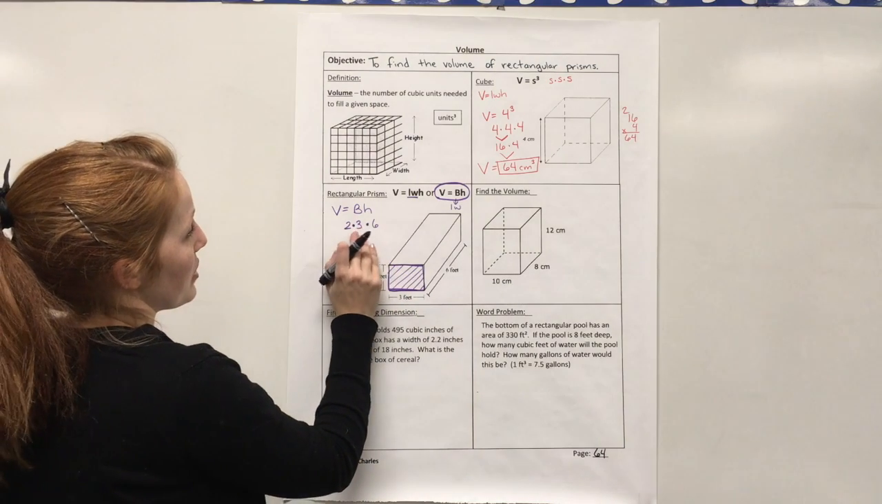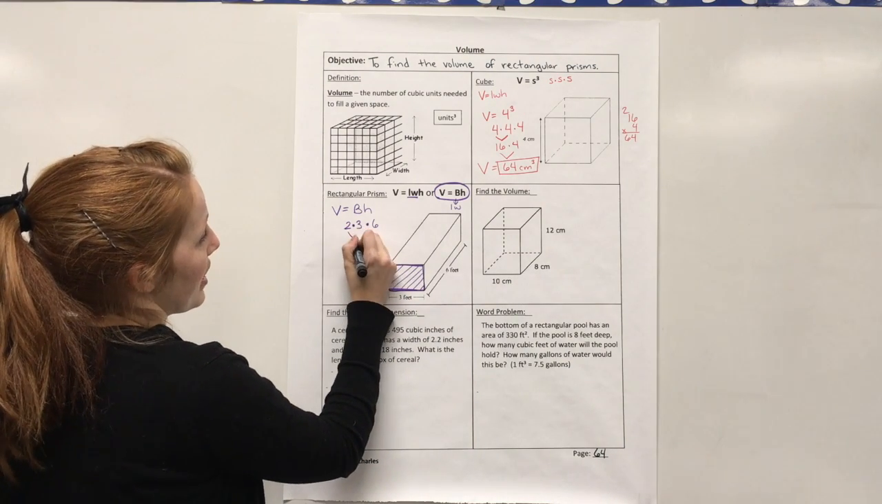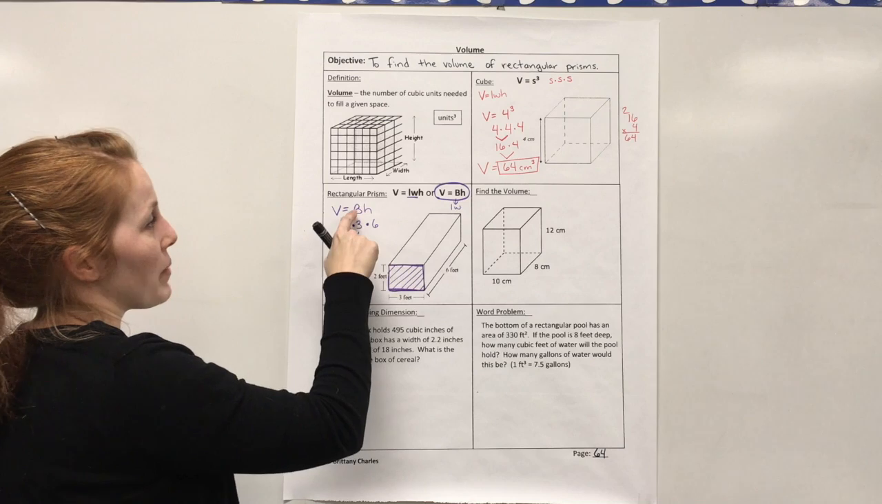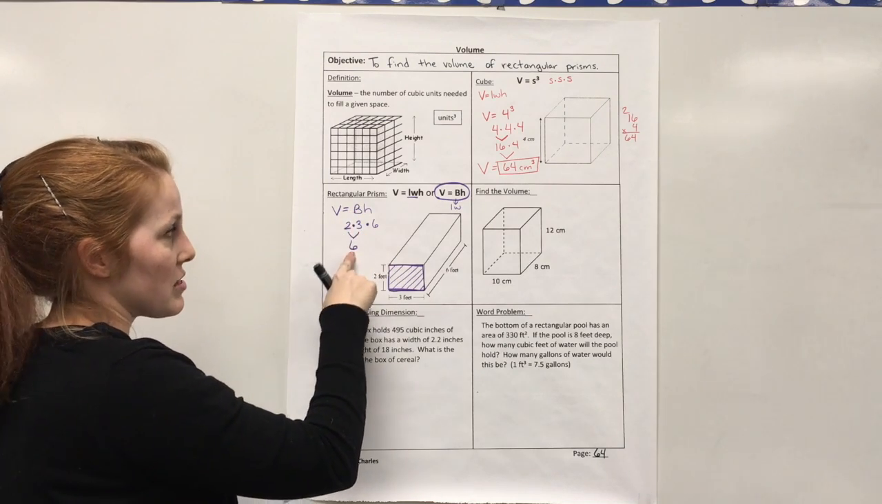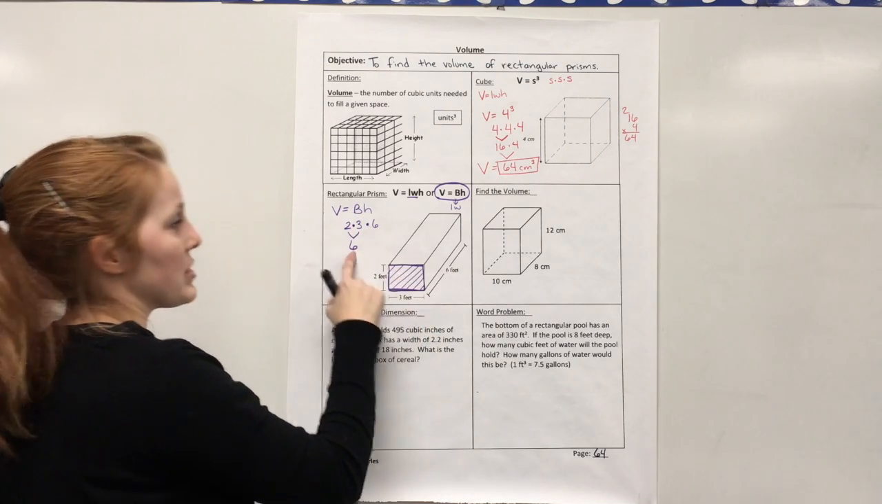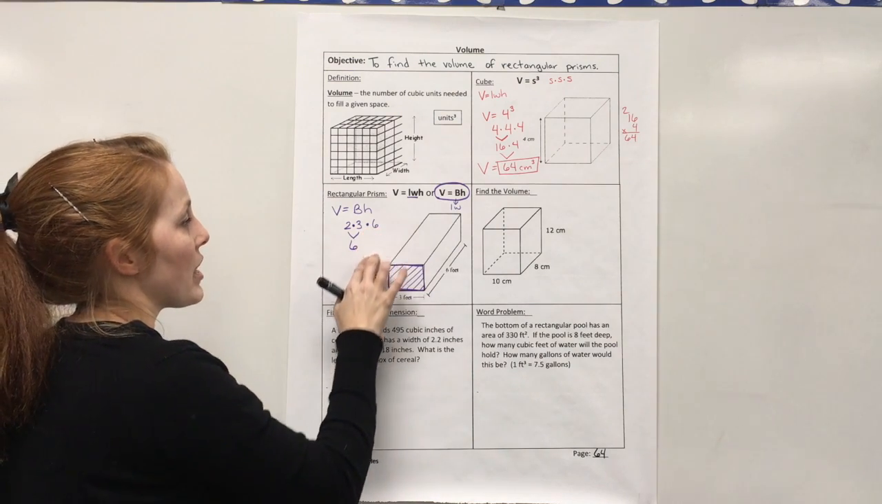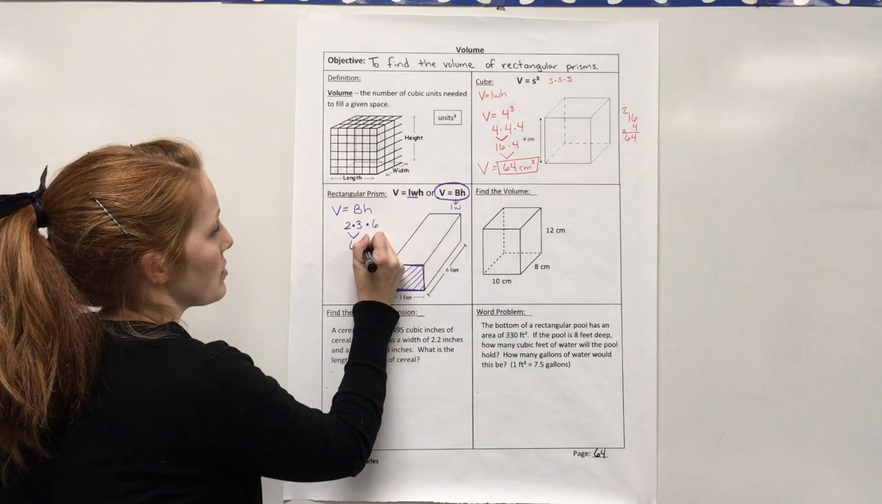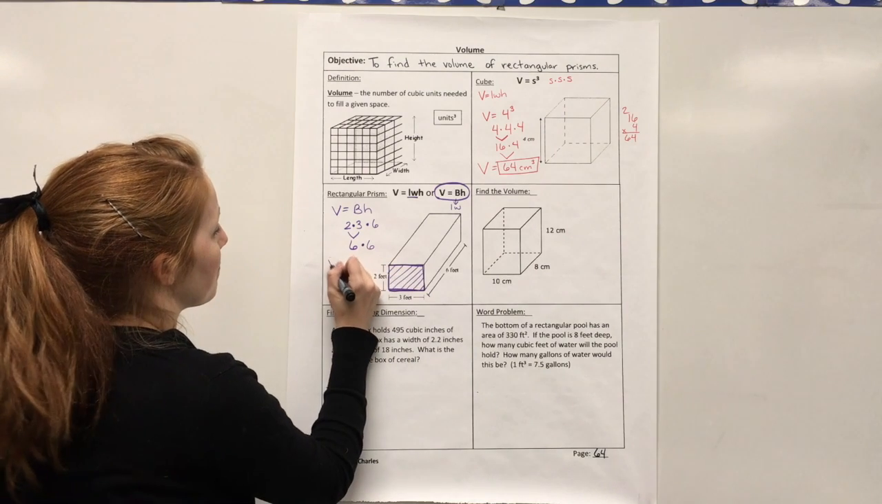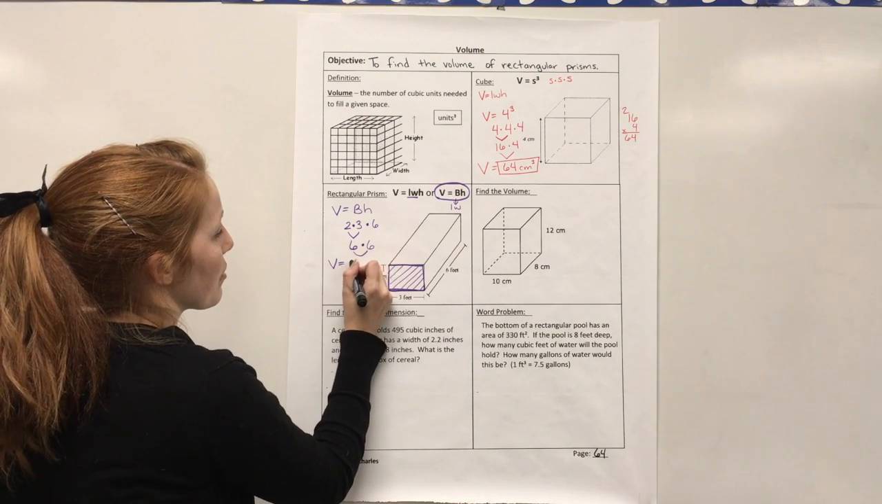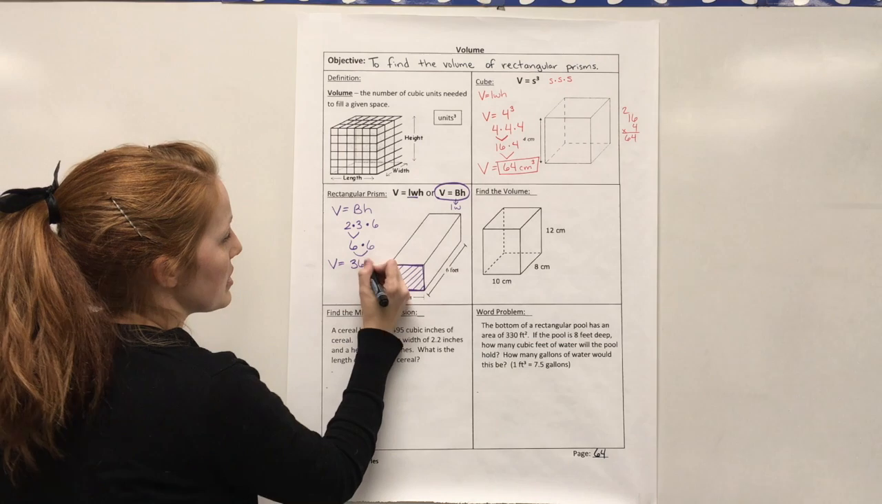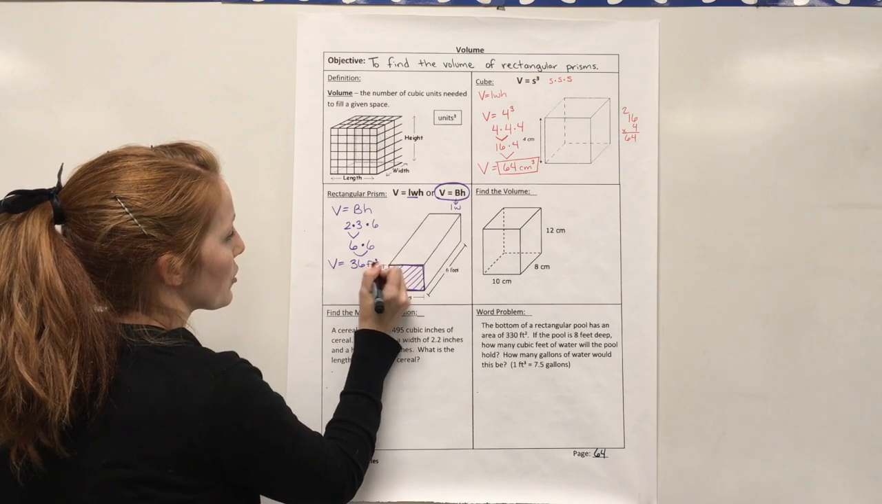All right, so then I would multiply 2 times 3, and that's 6. So the capital B is really just 6. The area of this base right here is 6. Then I bring down this times 6. So then my volume equals 36, and it's feet cubed, or cubic feet.